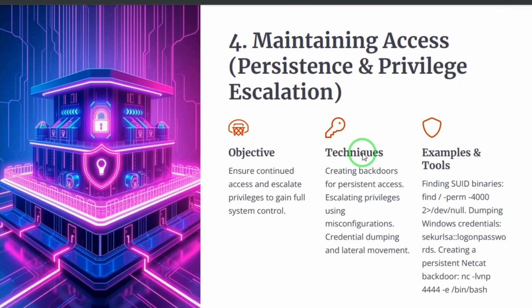The fourth stage of pen testing is maintaining access. What it means is that when you gain access, you have to maintain that access for the duration you want to. And what is the objective of this? You're going to ensure continued access and escalate privileges to gain full system control. And how do we do this? What techniques do we use? We create backdoors for persistent access. Backdoors are those files we send to the target system in order to enable us maintain access to that target system.